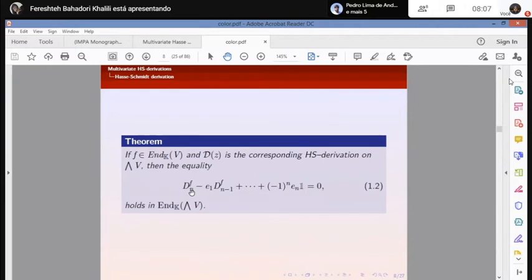Now there is a theorem which can be seen as a generalization of the Cayley-Hamilton theorem, which says that if we have an endomorphism here and D is the corresponding Hasse-Schmidt derivation, then this identity holds, where the E_i are the eigenvalues of the components of the d bar i's in the inverse.